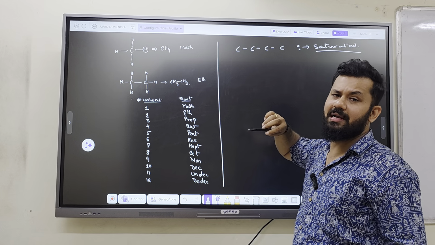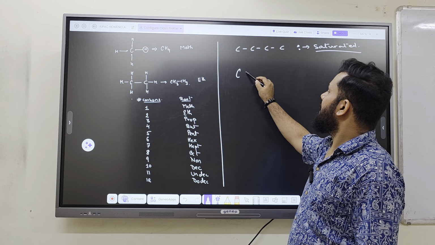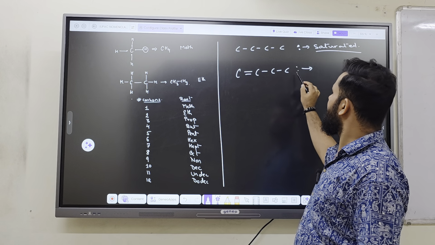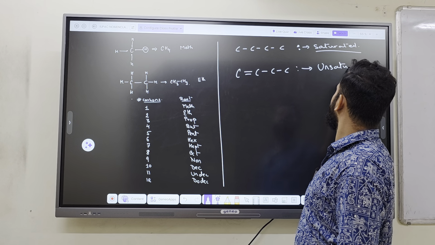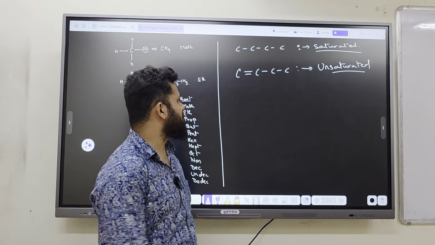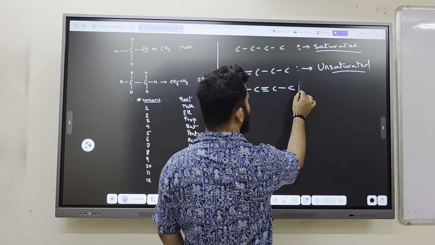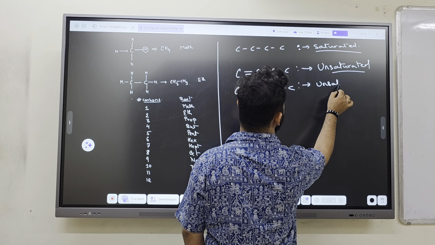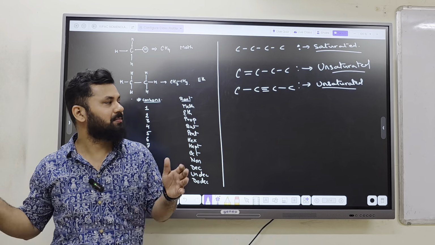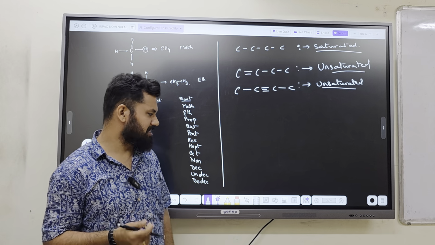Saturated means it already has the maximum number of hydrogens that it can hold. Whereas if I have one double bond, say, then we say that such a hydrocarbon is unsaturated. Presence of even one double bond will make it unsaturated, and the same thing is true about a triple bond as well. If all carbons are linked together by a single bond, saturated. If there is at least one double or a triple bond, then unsaturated.